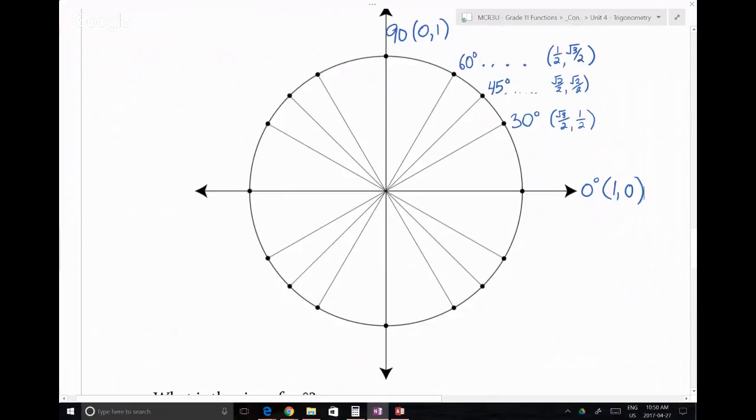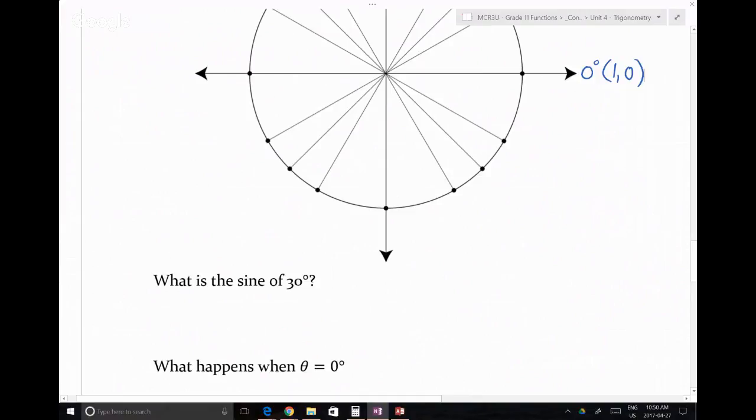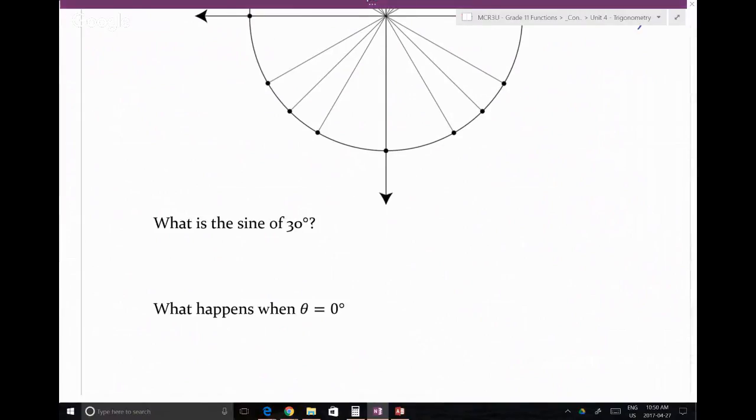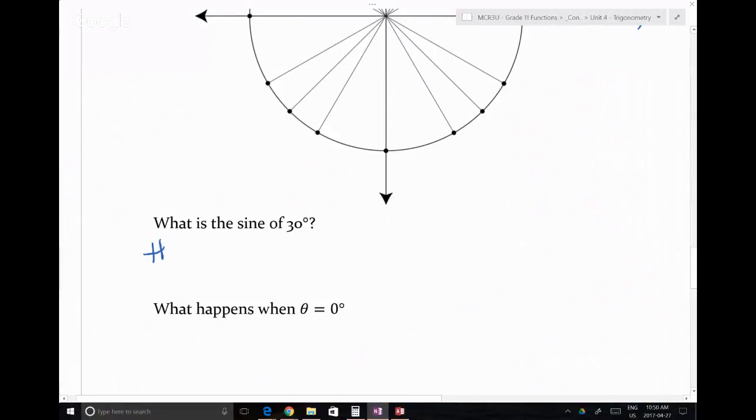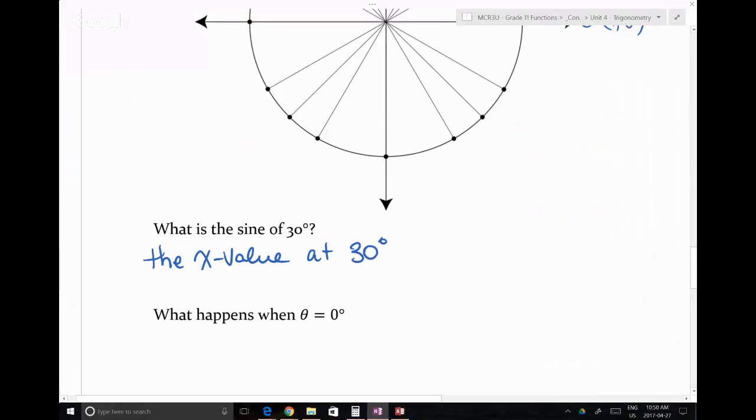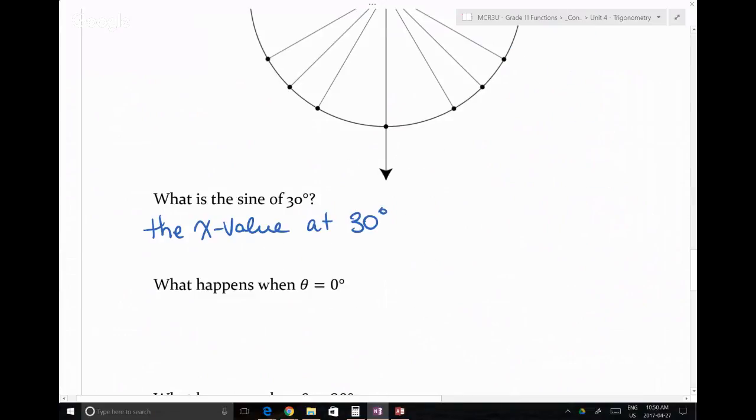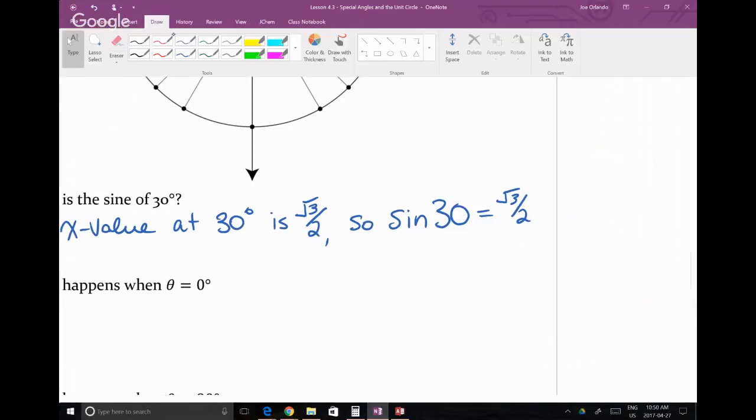So I'll just take a minute and check. What's the sine of 30 degrees? Look on the circle. Well, the x value at 30 degrees is √3/2. So sine 30 is equal to √3/2. And that would be the answer to this one.